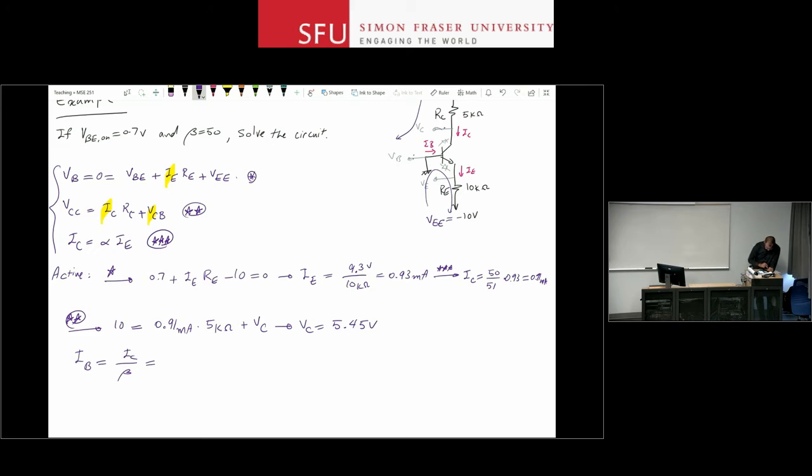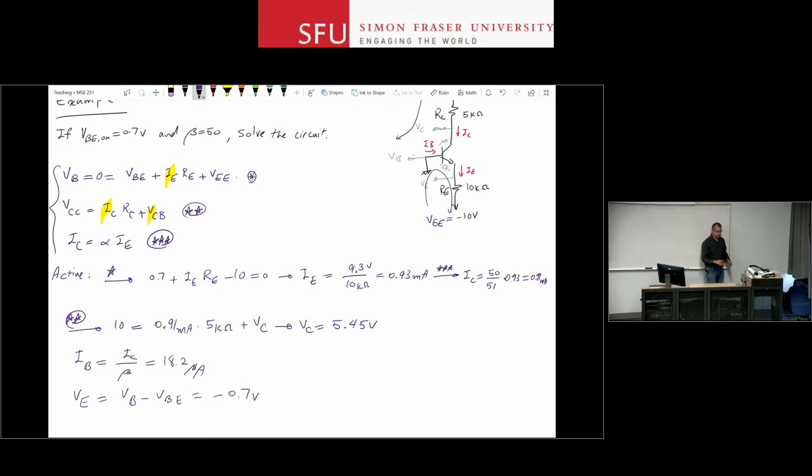If I want to find IB, I can use the other equation, IC over beta, and see that IB is 18.2 microamps. So I have all the voltages and currents. If you, for example, want to find VE, VE is going to be VB minus VBE. VB is 0, and VBE I know is 0.7, so it's going to be minus 0.7 volts. So that's all the voltages and currents I have in this circuit. I have solved the circuit.